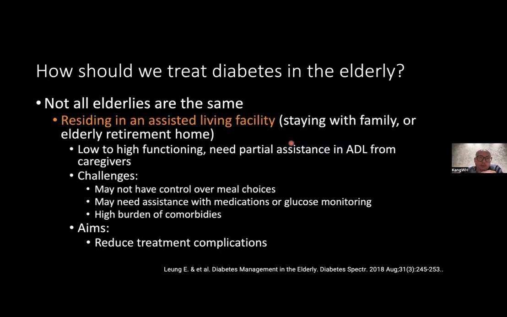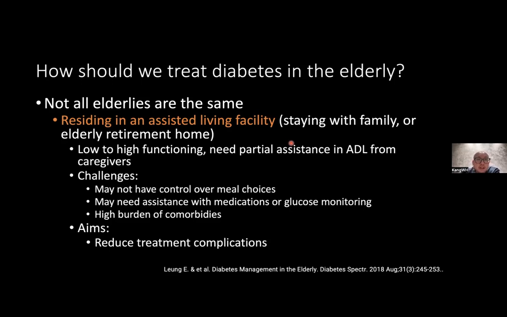And you have another group of elderlies who are not as fortunate. So they may be residing in an assisted living facility, maybe staying with family, taken care of by their families, or they might be staying in a nursing home or elderly retirement home. So their functional level can be as low as completely dependent, or they can still be highly functional. And some may need partial assistance in the ADL from the caregivers. They need someone to take care of them. They cannot cook. They need someone to feed or bathe or clothe them, or someone to keep an eye on them because they fall easily, or etc.